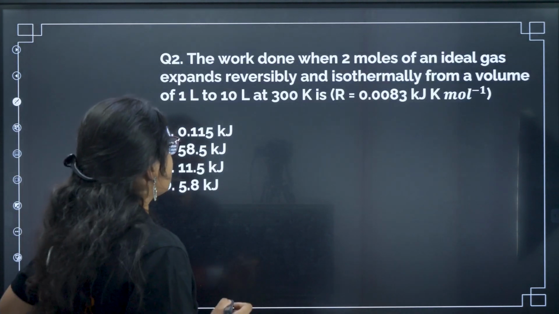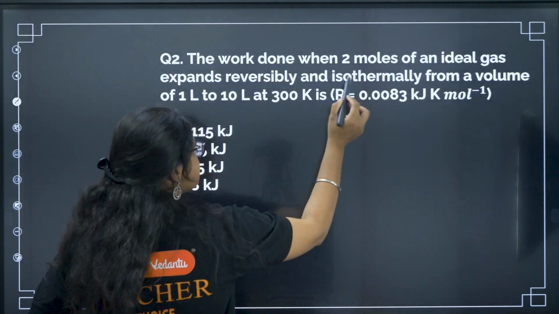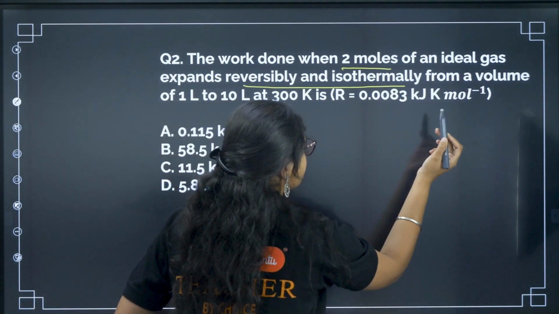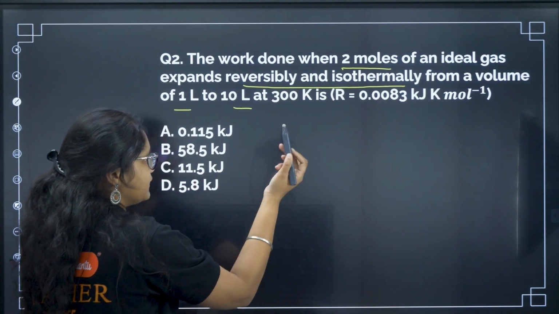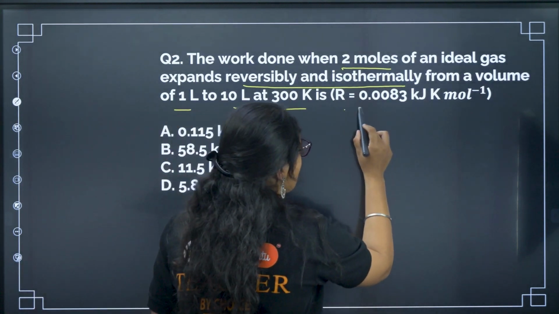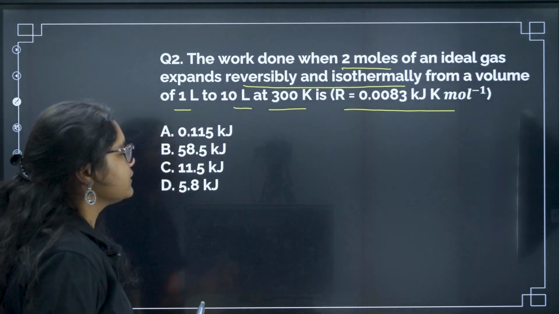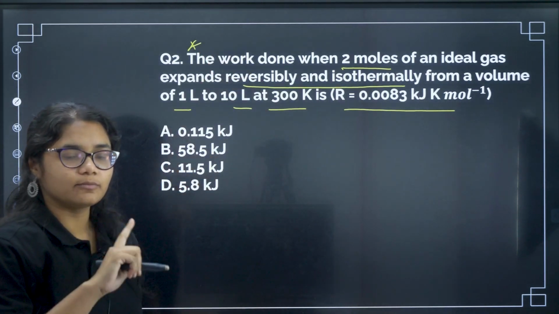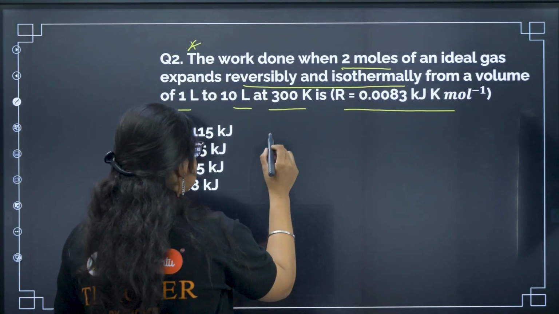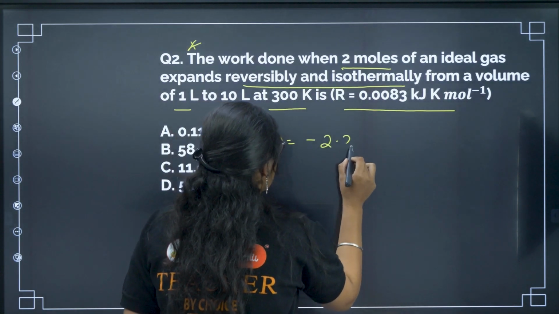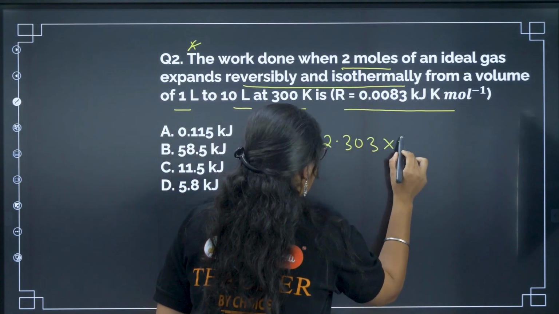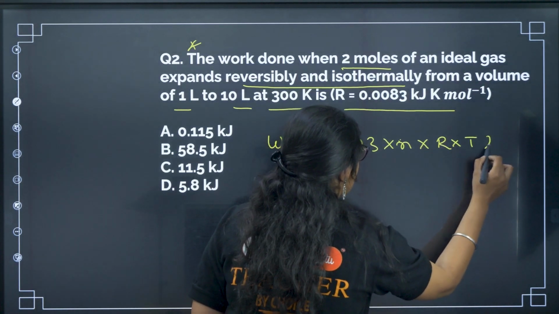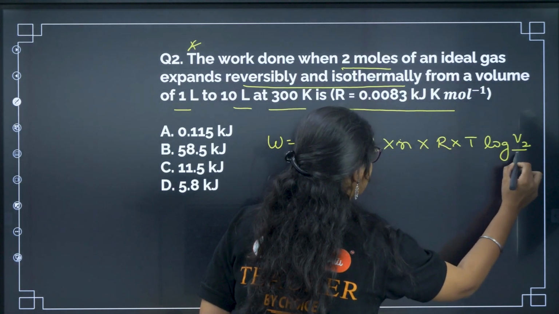Next. The work done when 2 moles of an ideal gas expands reversibly and isothermally from a volume of 1 liter to 10 liter at 300 Kelvin. R value is given to us. We have to calculate the work done here. This is a very, very important formula, and one of the formulas from where most of the questions are asked. So W is equal to minus 2.303 nRT log of V2 by V1.